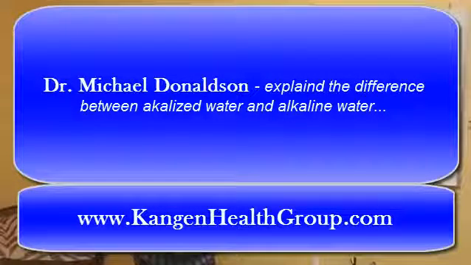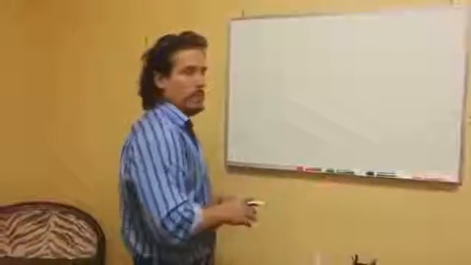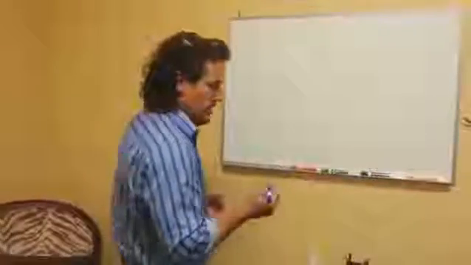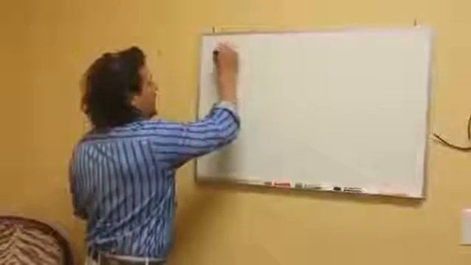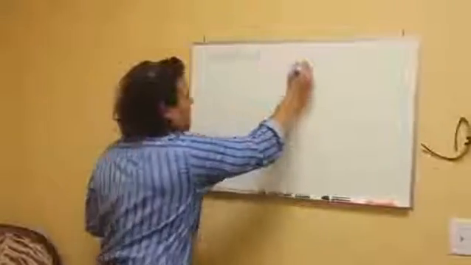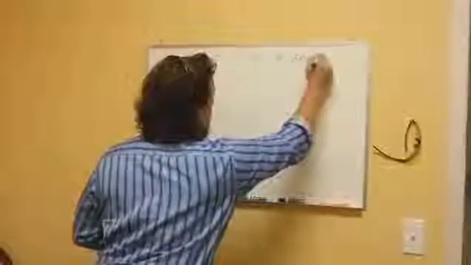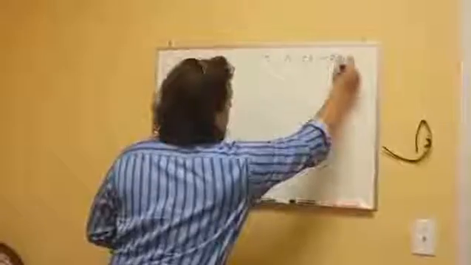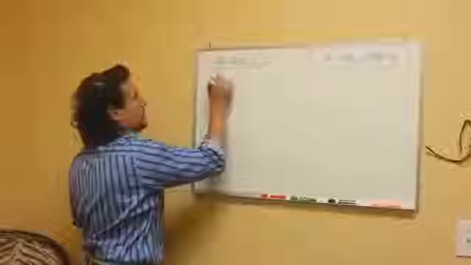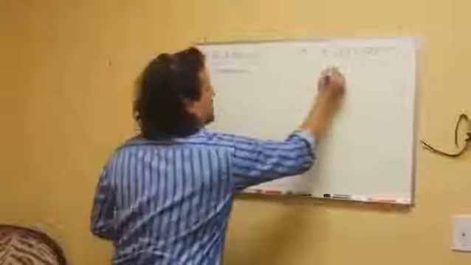A lot of questions: what is alkaline water, what is alkalized water, is there a difference, why do the pH strips not work on this water, why do the drops work on this water. So here's a brief explanation. The question becomes, what is the difference between alkaline water versus alkalized water? The short answer is this is a chemical change, this is an electrical change.